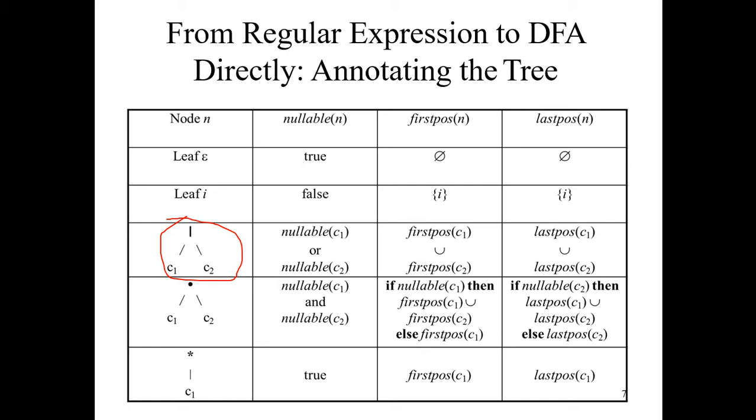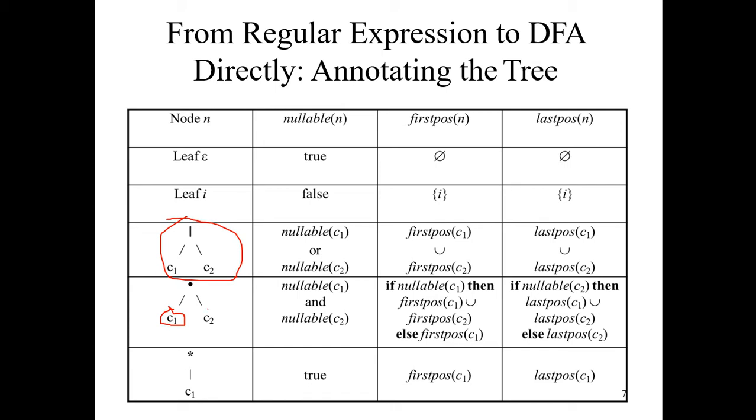The real complication arrives when we have a concatenation symbol. For concatenation, the nullability depends on C1 and C2 as it does for the OR symbol. But when it comes to firstpos and lastpos, first we check the firstpos: as C1 comes earlier than C2, we consider C1. If C1 is nullable, then the firstpos of the concatenation symbol is the union of the firstpos of these two. But if C1 is not nullable, then it is only the firstpos of C1.